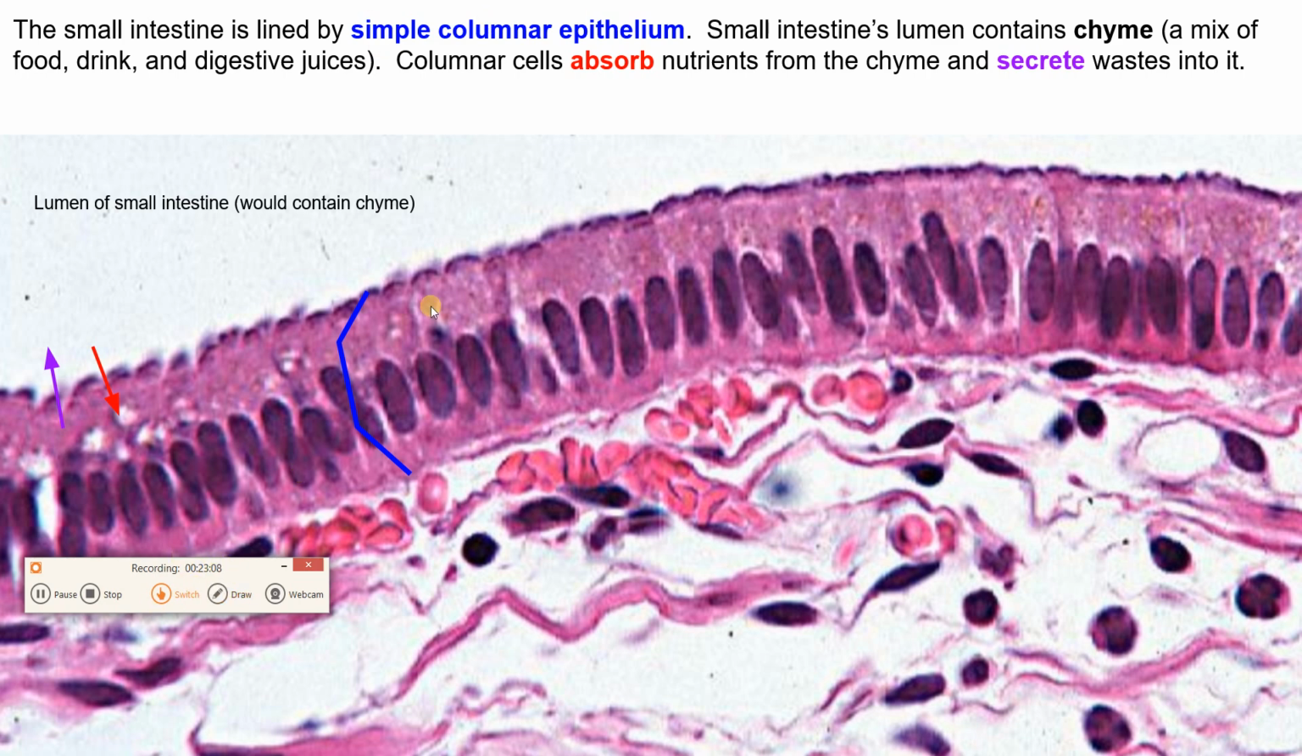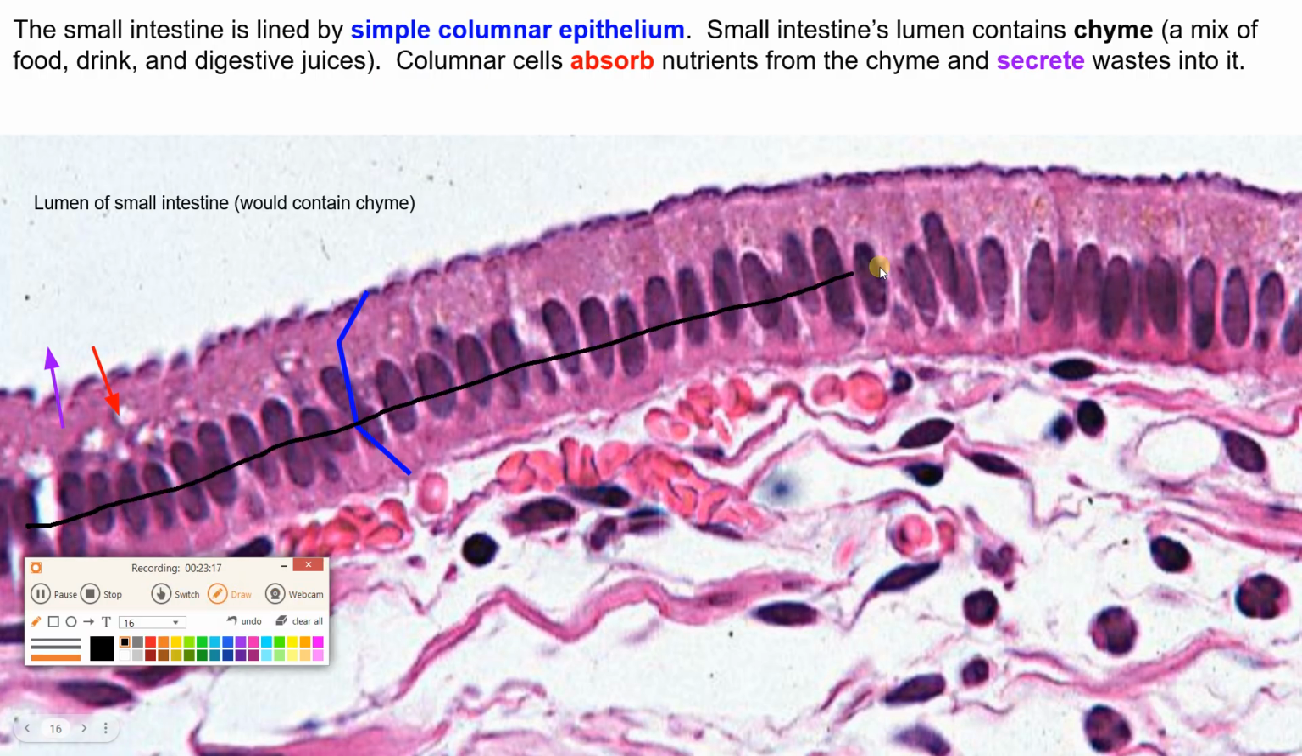Now, the small intestine. Here's the lumen of the small intestine. It is lined by a simple epithelium. Look, I got one row of nuclei. They're generally ovoid in shape, so it is simple columnar. Now, the lumen up here would contain something called chyme. Don't say chyme. When we have the pronunciation test, don't say chyme. It's chyme. Chyme is a mix of food, drink, and digestive juices.